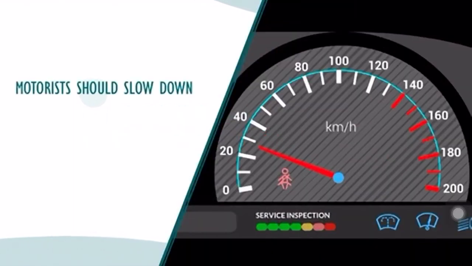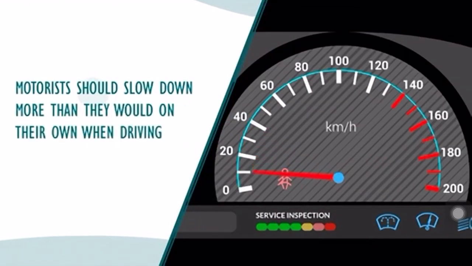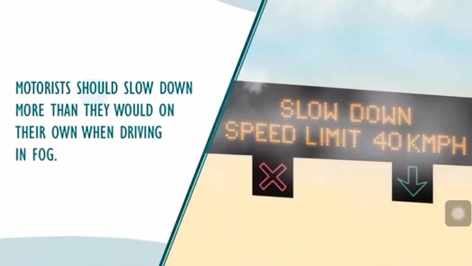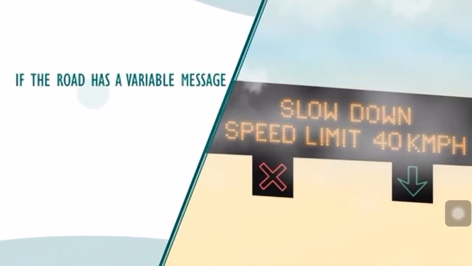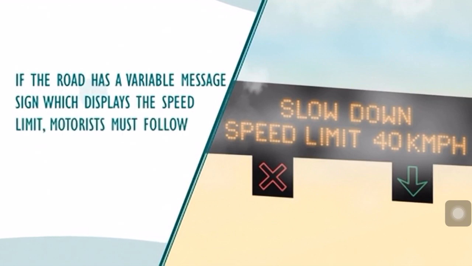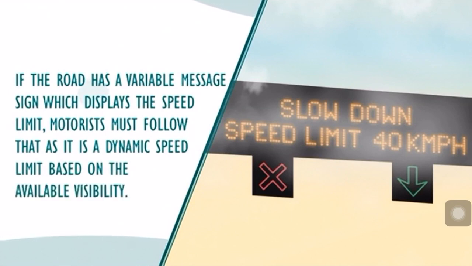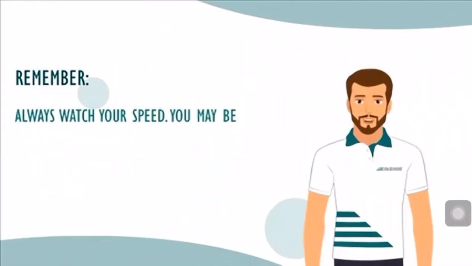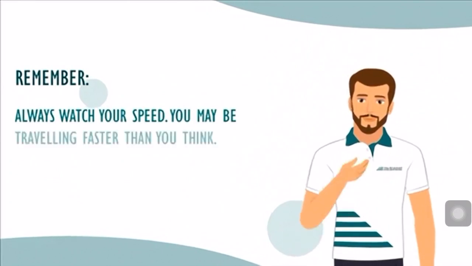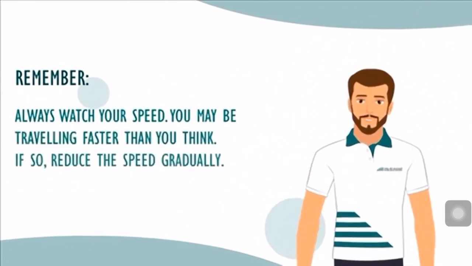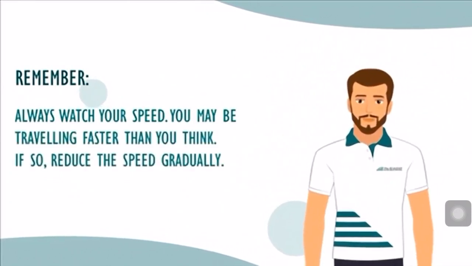Motorists should slow down more than they would on their own when driving in fog. If the road has a variable message sign which displays the speed limit, motorists must follow that, as it is a dynamic speed limit based on the available visibility. Remember, always watch your speed. You may be traveling faster than you think. If so, reduce the speed gradually.